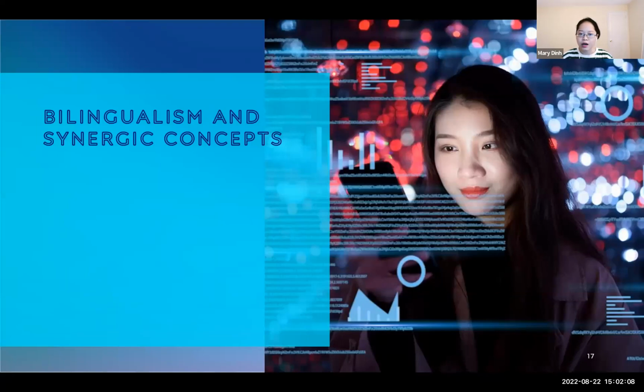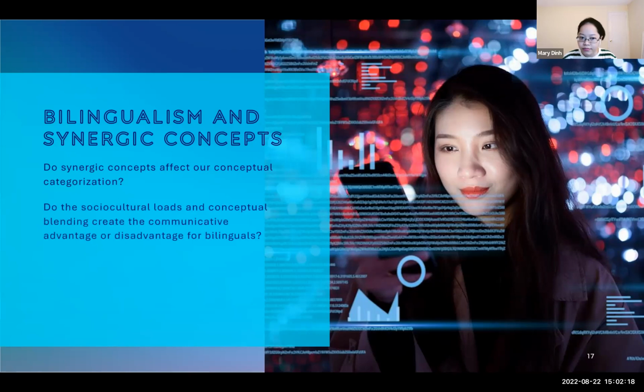So that makes me go to some further questions that we can consider. The first one is, do synergic concepts affect our conceptual categorization? Do the sociocultural loss and conceptual blending create a communicative advantage or a disadvantage for bilinguals? If it is a disadvantage, how can we resolve that problem? And what is the role of culture-specific conceptual properties in a multilingual classroom? I know that they come and, as teachers, we start to build and cultivate the second language concept, but usually we ignore the first language concept. So that's not really the synergic concept we are talking about here.